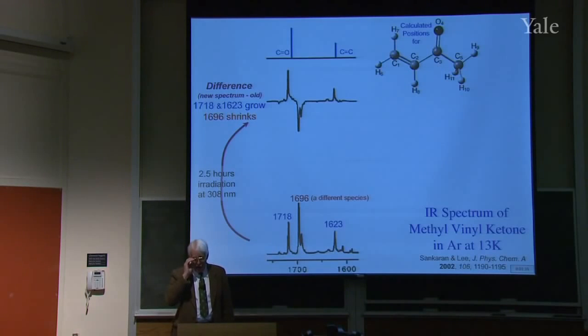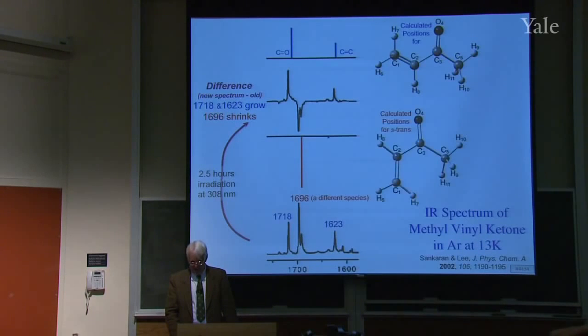So if you calculate the positions for that compound shown at the top, you see the C double bond O and the C double bond C. So those are the 1718 and 1623. Okay, we got that. That's that compound. So the in phase and the out of phase vibrations. What's the other one? It's this.